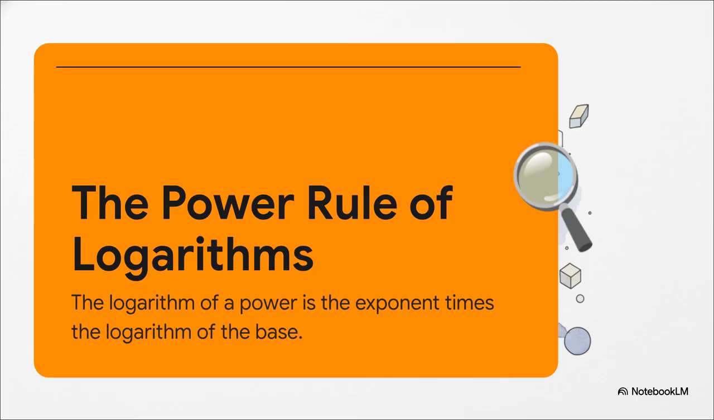Okay, so here's the official definition. The power rule says that the logarithm of a power is just the exponent times the logarithm of the base. If you look at the formula, see how the n starts out as an exponent on the x? After we apply the rule, bam! It's now just n times the log of x. It's no longer a power, it's just a coefficient.